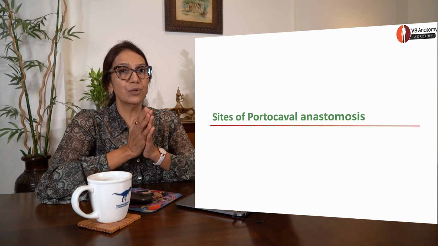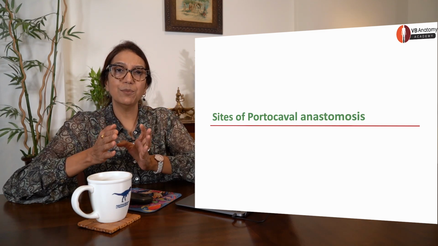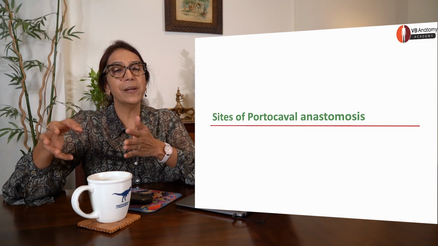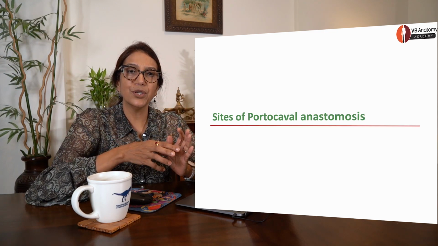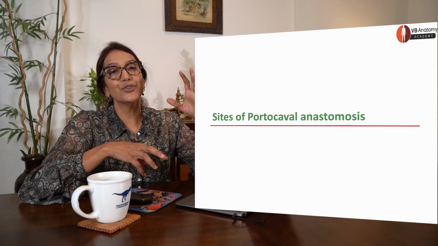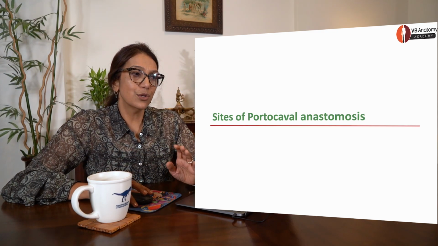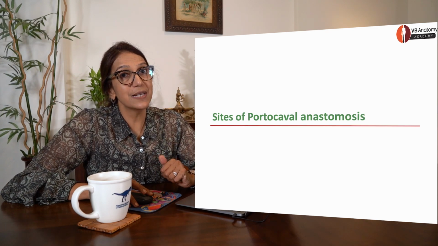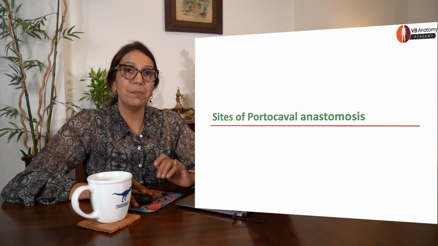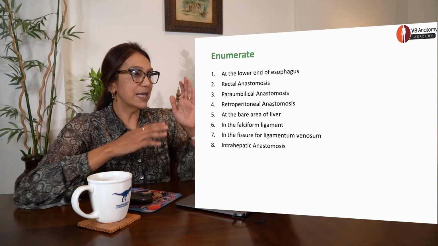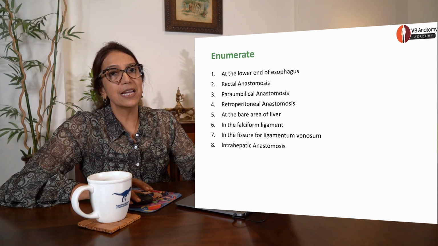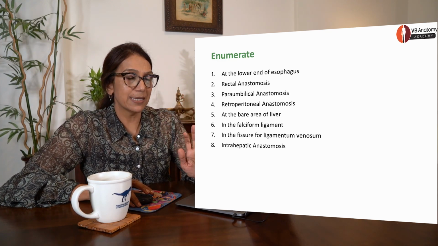I hope you've understood the concept that these anastomoses will be brought into play when there is portal hypertension, which is usually a result of conditions like liver cirrhosis. So, now blood is looking for ways of escaping by bypassing the liver. So these are the enumeration of all the sites where you will get portocaval anastomosis.